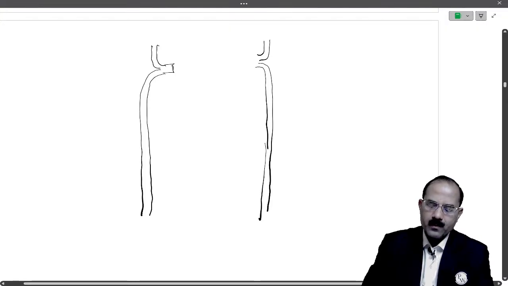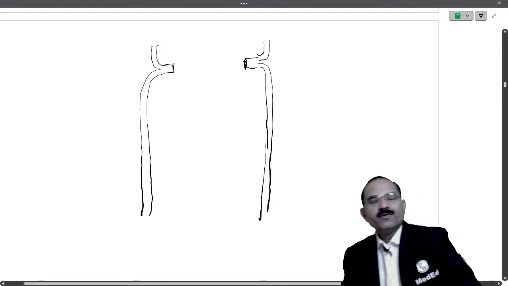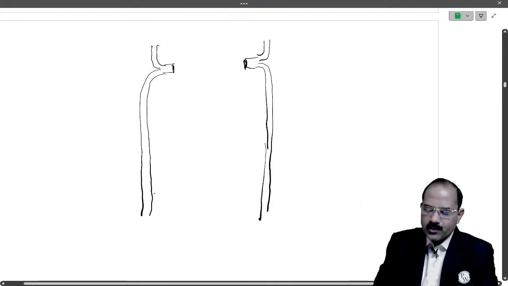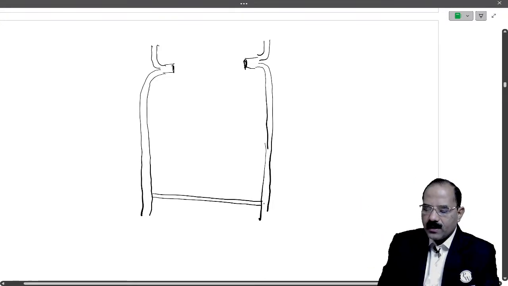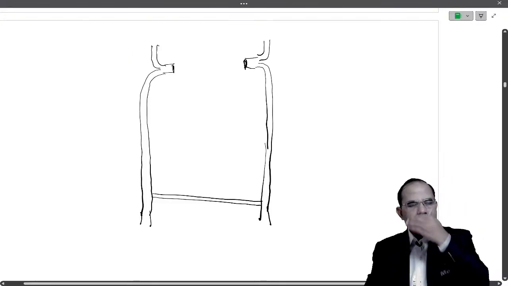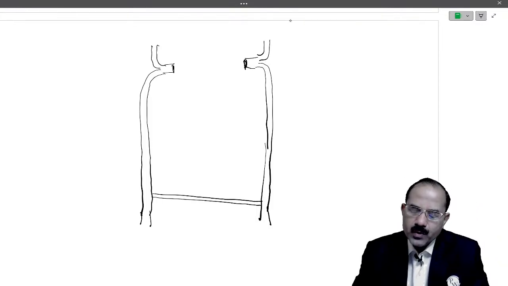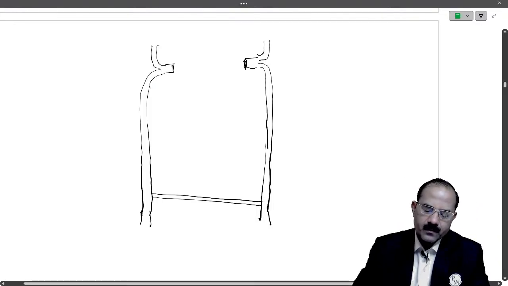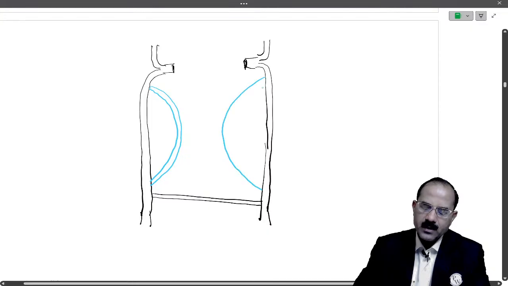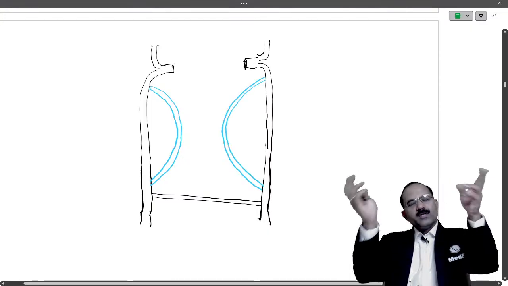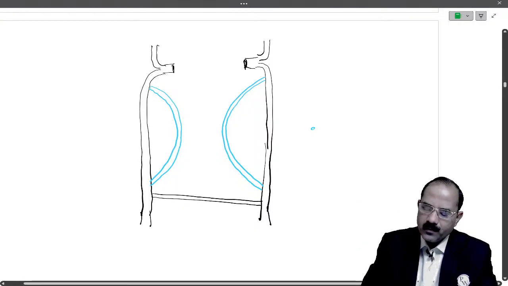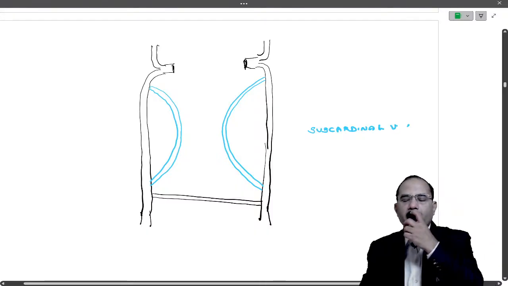Okay. So if you remember the development of IVC, the two posterior cardinal veins are joined by an anastomosis. Just as the anterior cardinal veins were joined by an anastomosis, the two posterior cardinal veins are joined by an anastomosis. Perfect? Now, two new veins are formed here, and both these veins would drain into the posterior cardinal vein. Right? These two new veins are what we call the subcardinal vein.